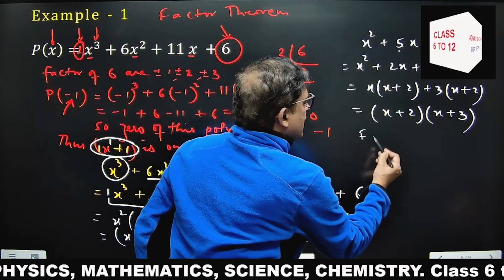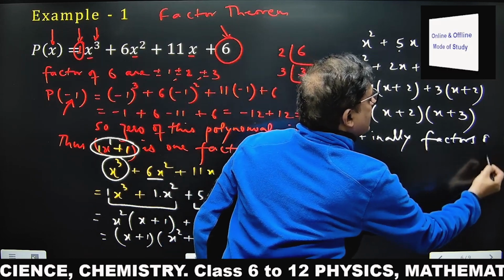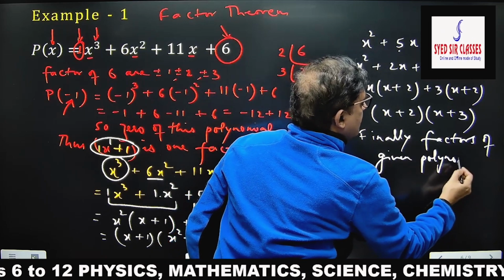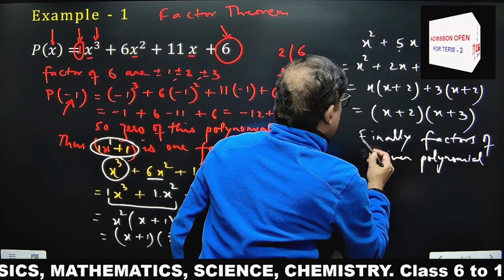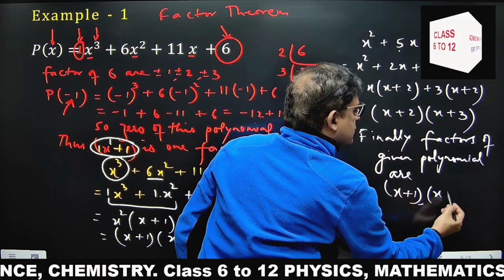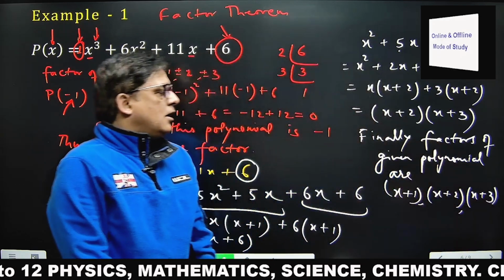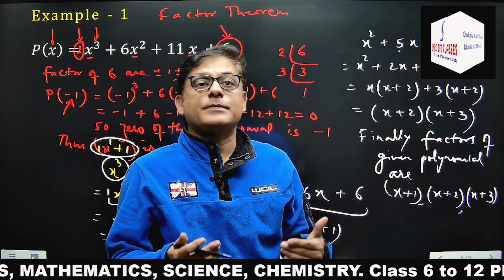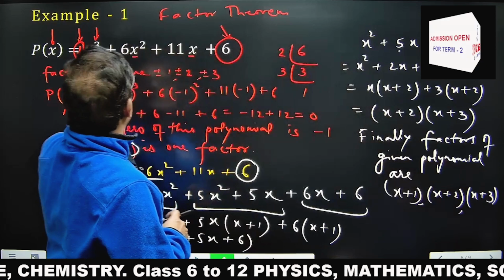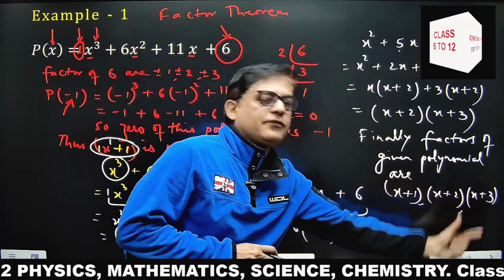So finally what are the factors? The factors of the given polynomial are x plus 1, x plus 2, x plus 3. These are the three linear factors. Factors means always linear factors if it is possible. So in this way we factored this cubic polynomial by factor theorem into 3 linear factors.